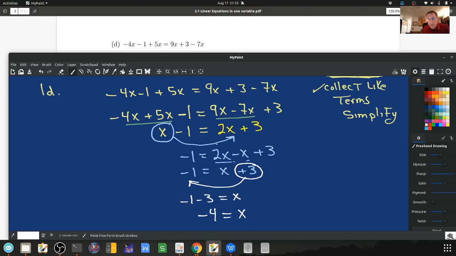Now I'm doing all of these in several steps. The only thing I would tell you, because you don't want to take that long, is you always want to collect like terms. But once you get to this step right here, you can move everything all at once. Here I move the x over here. I could at the same step move the 3 over to the other side.